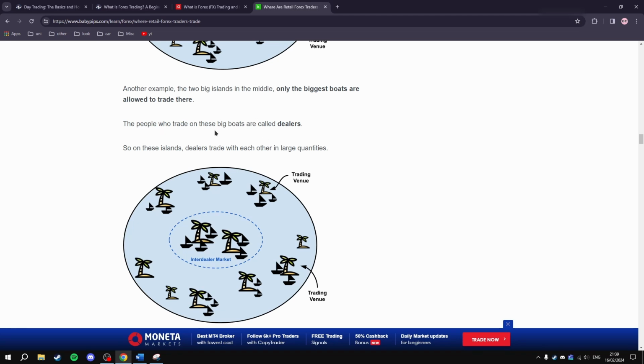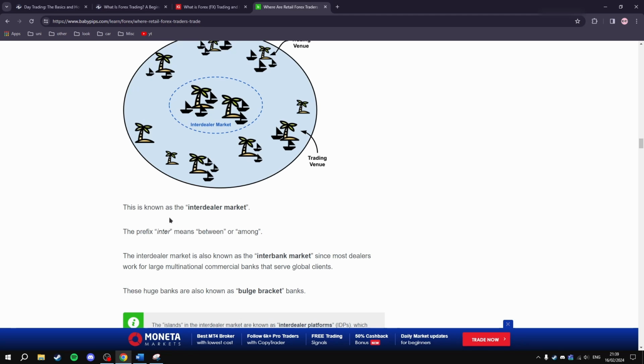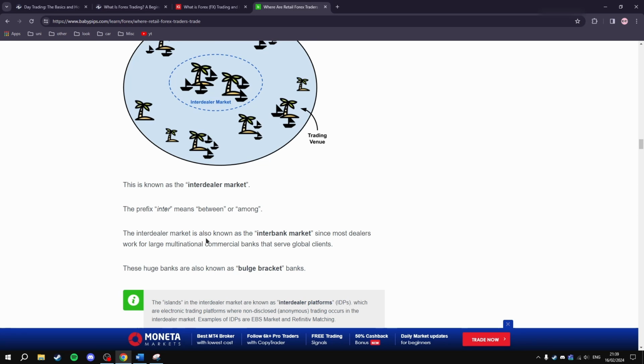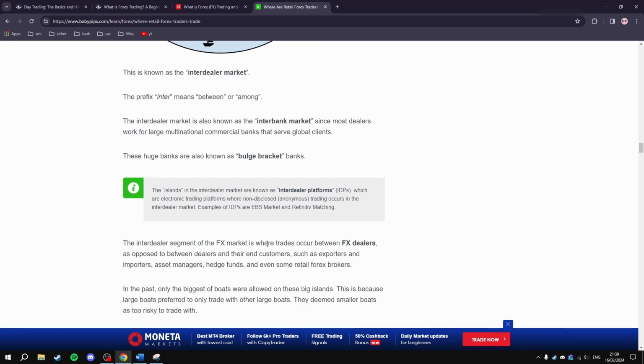The people who trade on these big boats are called dealers. This is known as the inter-dealer market. The prefix inter means between or among. The inter-dealer market is also known as the interbank market, since most dealers work for large multinational commercial banks that serve global clients. These huge banks are also known as bulge bracket banks.